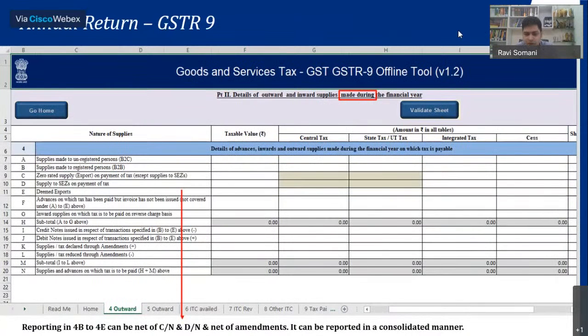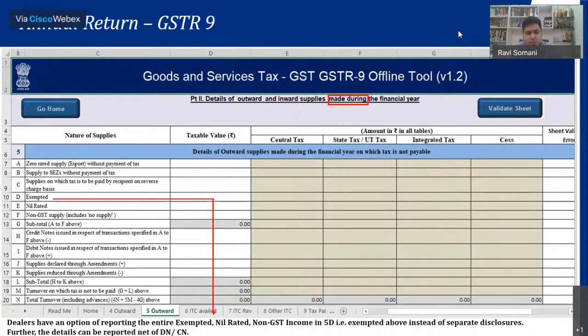A lot of information they have now relaxed. For example, the entire information from 4B to 4F, 4E, can simply be given on a net basis in 4B only. You need not give it in each and every table. A few taxpayers or professionals may not be aware. This is a relaxation which is there for financial year 17-18 and 18-19. This relaxation is not there for financial year 19-20 as of now.